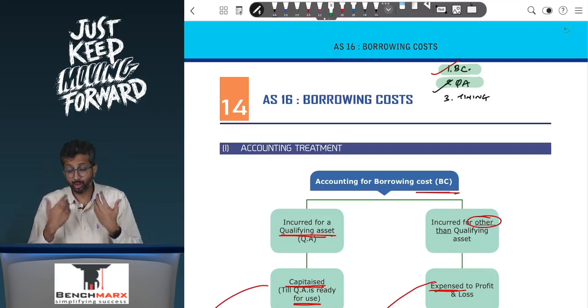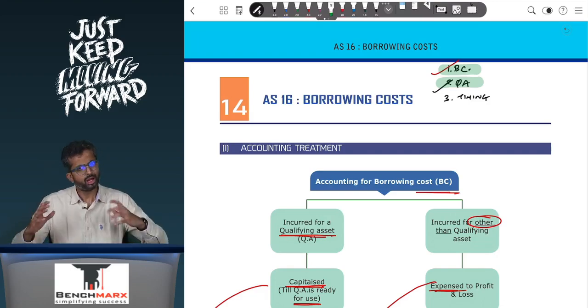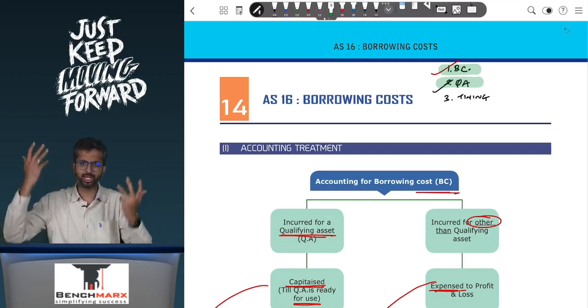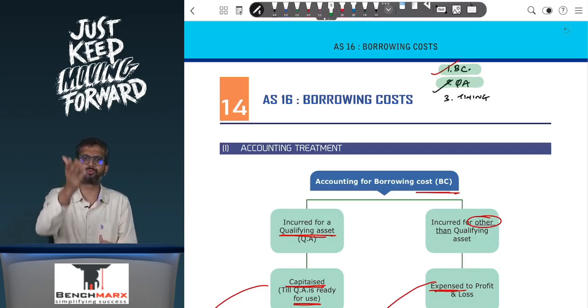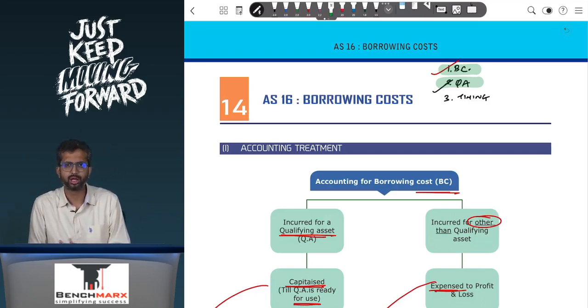Now, for constructing an asset, I can incur various costs like labor costs, material costs, production overheads. There's no standard for that. The law is very clear. You will capitalize material cost, labor cost, which is incurred for the purpose of constructing an asset, whether it is a qualifying or not a qualifying asset. I should always add it, like I did for AS10.